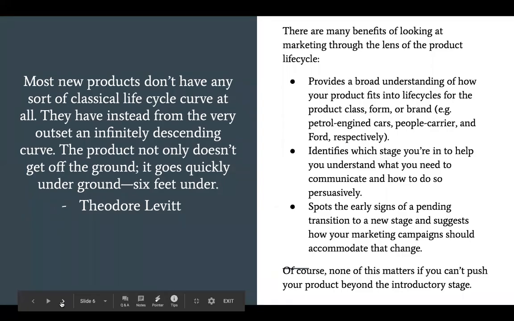So here's a quote from Theodore Levitt. Most new products don't have any sort of classical life cycle curve at all. They have instead, from the very outset, an indefinitely descending curve. The product not only doesn't get off the ground, it goes quickly underground, 6 feet under. So does anyone know what that might mean or have a guess?